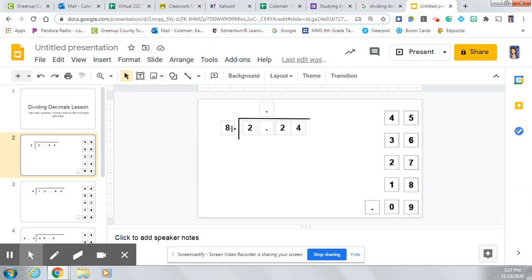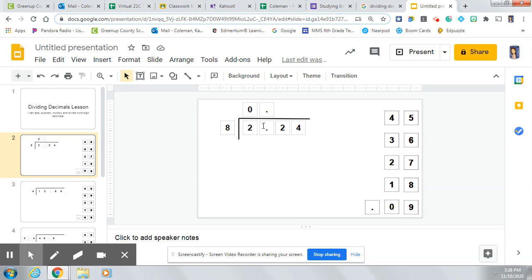Okay. We're dividing by 8. And I want to know, can 8 be multiplied by something to get 2? Yes or no? The answer is no. So we would put a 0 in that answer space. Then we go to the next digit. We ignore the decimal right now.